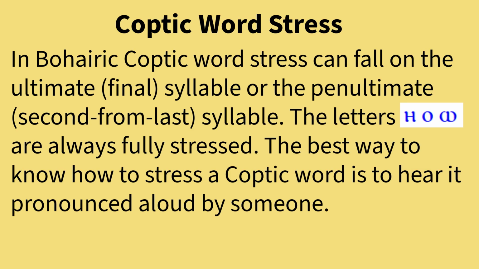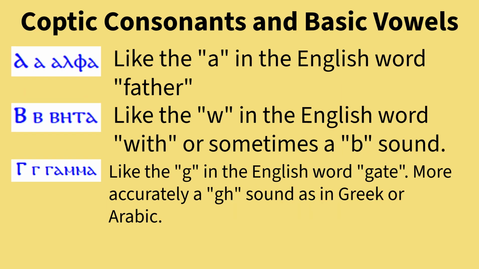So first of all, just a note about Coptic word stress. In Bohairic Coptic, word stress can fall on the ultimate, or the final syllable, or the penultimate, the second to last syllable. The letters o, or omega are always fully stressed, but however, the best way to know how to stress a Coptic word is to hear it pronounced aloud by someone. So we'll just begin with some Coptic consonants and basic vowels.